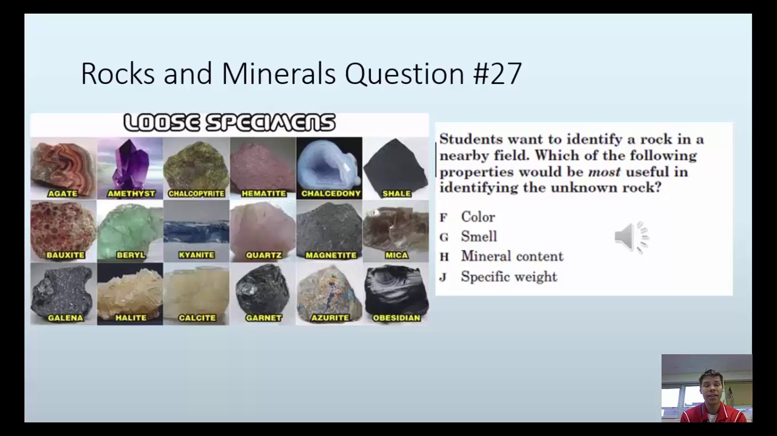The mineral content, if you were able to know exactly what minerals make up the rock and in what proportions, you would pretty much know what rock it is. The specific weight or density could be helpful, but it wouldn't be the best answer. So the best answer is H. The mineral content is what can help you identify a rock.